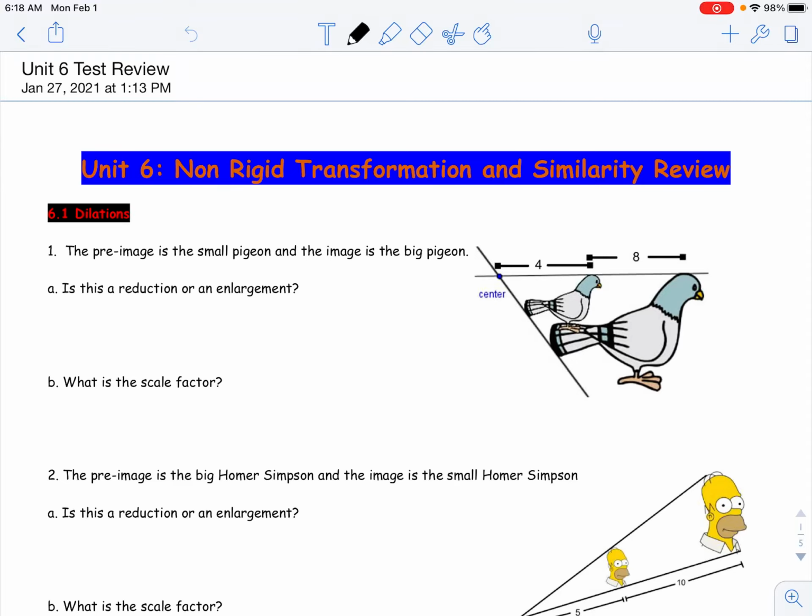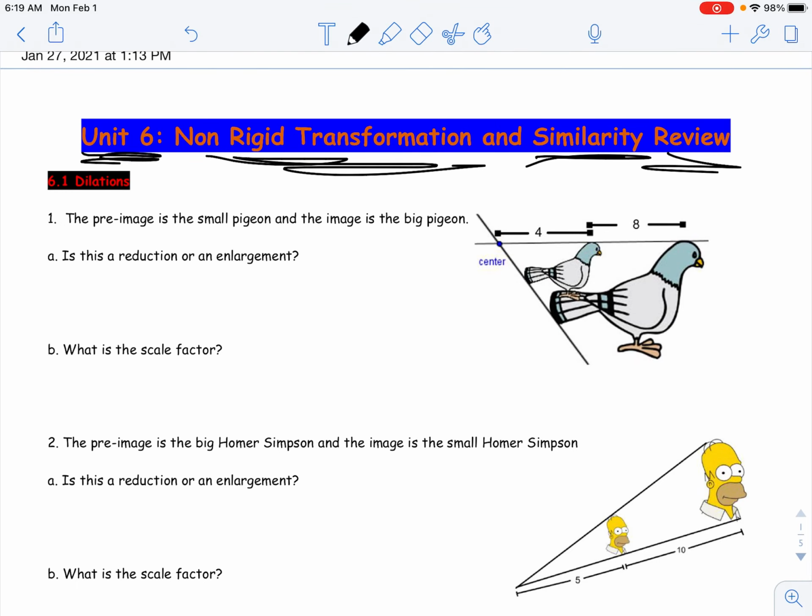Alright students, we're here and we're going to dive right into the Unit 6 Non-Rigid Transformation Similarity Review. Put your thinking caps on, put your writing shoes on. This is going to be dense, probably a little long, but remember it's a review. It's going to be thorough to help you prepare for the test, and that way we can do our best. Plus, when you study, it should always be a little bit more work and a little bit more effort than a typical night.